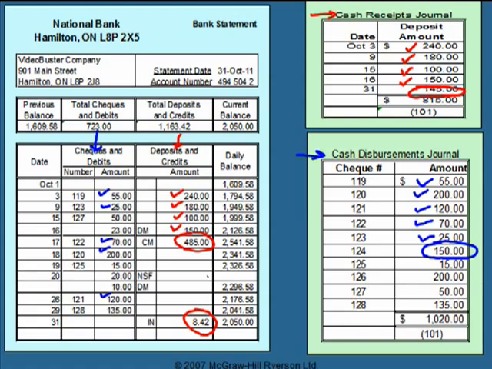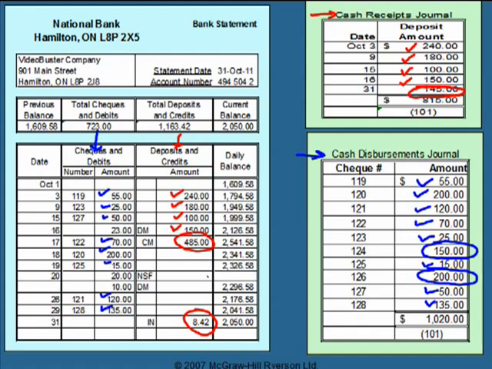Check number 125 for $15 is in both places, so I'm going to put a check mark by them. Check number 126 for $200 is not on the bank statement, so I'm going to circle it. Again, this is an example of an outstanding check. Check number 127 for $50 is in both places, so I'm going to put a check mark by them. And check number 128 for $135 is in both places, so I'm going to put a check mark by them.